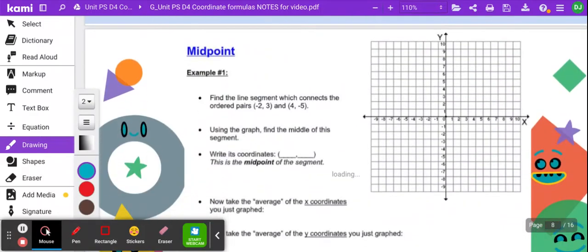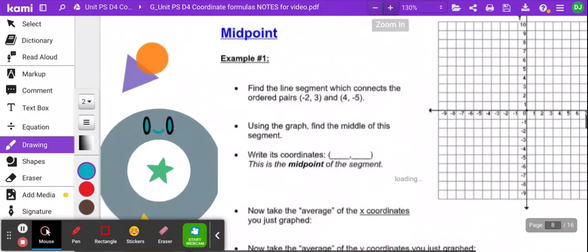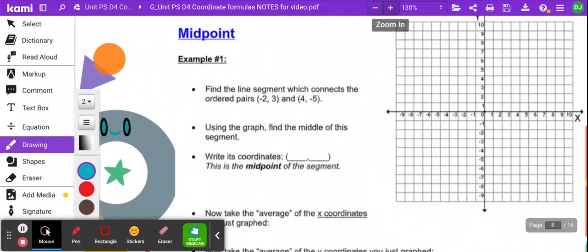Okay, the second and last formula of the day is the midpoint. And this should be pretty clear that the midpoint might be the middle of a segment. So let's graph this segment. I'm going to make this a little bit bigger so I can see.